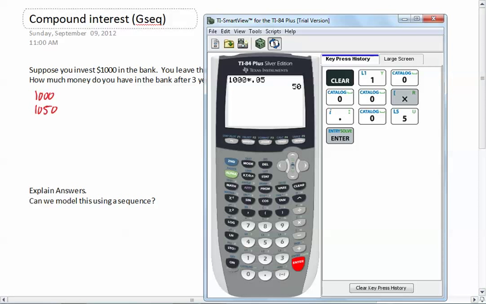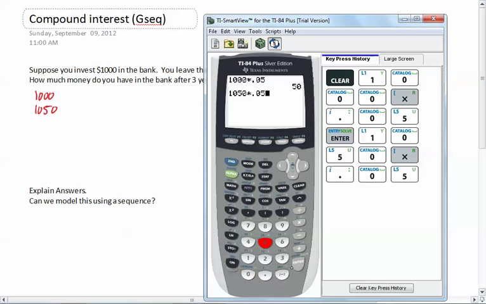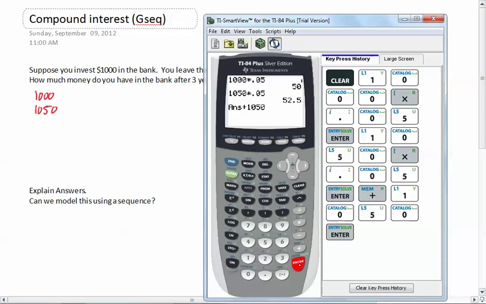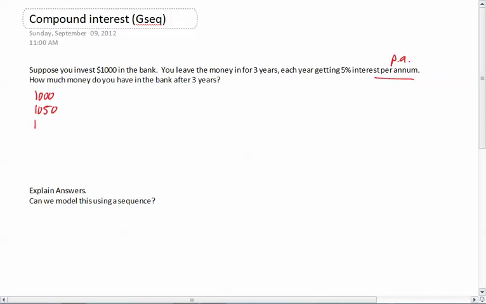We can do the same thing. We're going to take our 1,050 and multiply by 0.05, and we're going to get 52.5, which we're going to add to the 1,050, and we'll now have 1102.5. So that was after 1 year, and this is after 2 years.